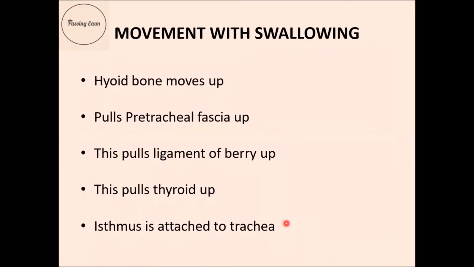This is a very important question: why does the thyroid gland move with swallowing or deglutition? There are a few reasons behind this. In the early phase of swallowing, the hyoid bone moves up. When the hyoid bone moves up, it pulls the pretracheal fascia in an upward direction. When pretracheal fascia is moved up, it pulls Berry's ligament upward, and because thyroid gland is attached to the trachea or cricoid cartilage with Berry's ligament, by the upward movement of Berry's ligament, thyroid gland moves upward. Another reason is that the isthmus is attached to the trachea. So when the hyoid bone moves upward, pretracheal fascia moves up, trachea moves up, and isthmus moves up and it moves the thyroid upward.